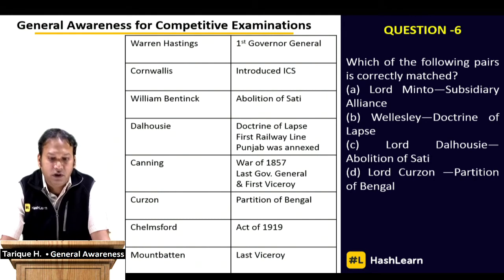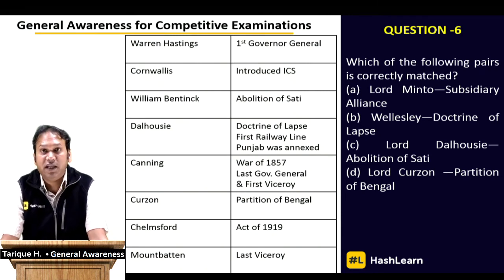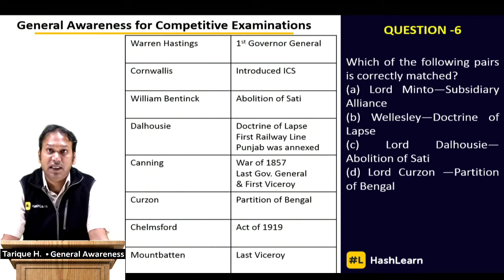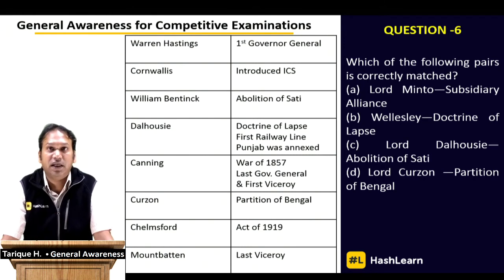Then you can look at Cornwallis. Why is this person important for us to remember from a historical point of view? Among other things, one of the main things Cornwallis did was introduce the ICS, the Indian Civil Service, that we today know as the IAS, Indian Administrative Services. During the colonial time it was called the ICS, and Indians were allowed to appear for the ICS examination, but there was some discrimination between the Indian ICS officers and the British ICS officers.